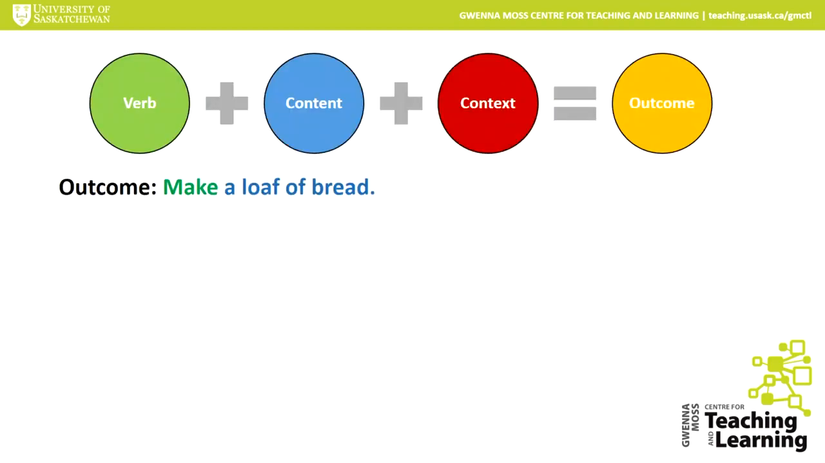So let's return to the bread example to demonstrate the importance of criteria. If you look at this first outcome here, I only have a verb and my content: make a loaf of bread. I have no context included here. And the problem with this is that if I were an instructor and I've asked my class to make a loaf of bread, I'm going to get back at the end a lot of different looking loaves of bread likely, and it's going to be difficult for me to assess and to really evaluate what a good loaf of bread looks like.